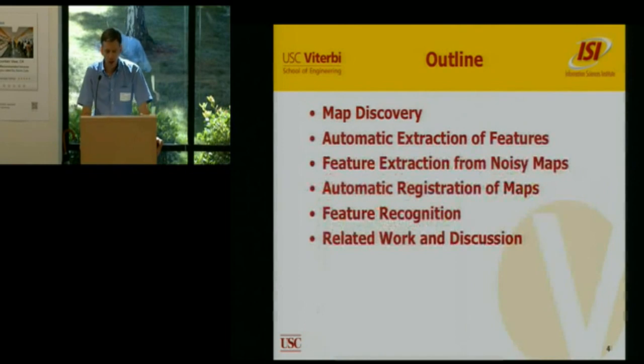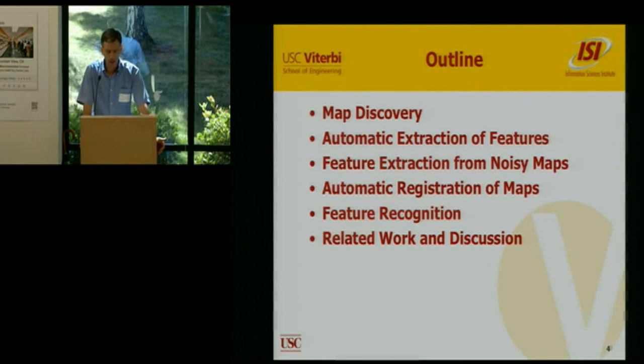Okay, so here's the outline of my talk. I'll give you a brief description of some of the work we've been doing on map discovery, how we can go out and find maps for given regions. Then I'll describe two different techniques we're using for doing the automatic extraction of the different features. These are the different layers in a map, like the road layer or the text layer. So I'll talk about automatic techniques, and then I'll talk about some more recent work we've done on detecting the layers or extracting the layers from very noisy maps.